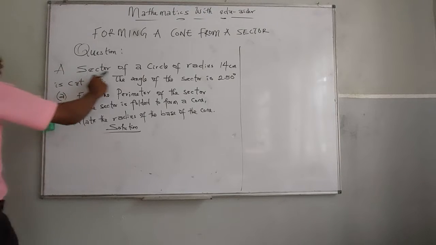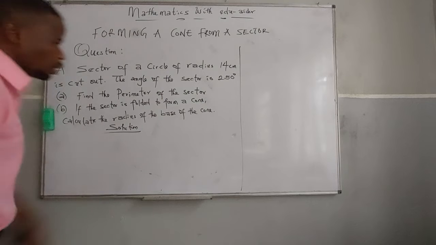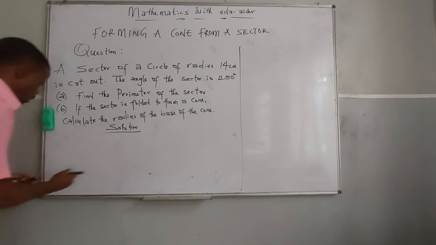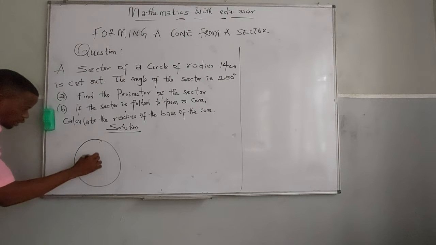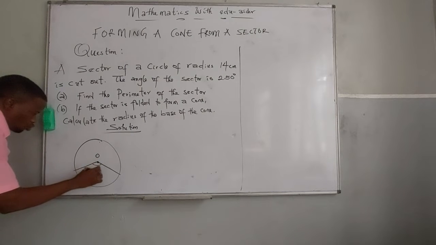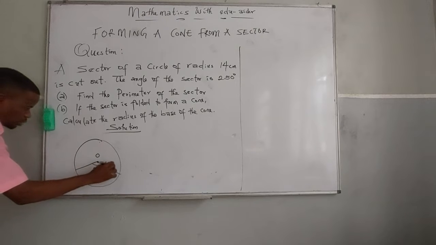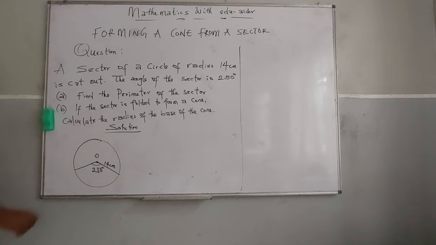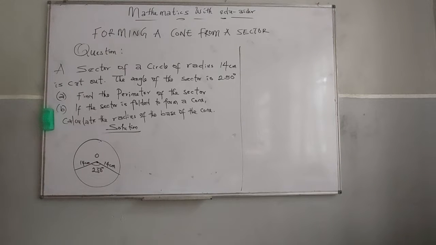Now we have an example that says the center of a circle of radius 14 centimeter is cut out. That sector is in a circle. Here's a circle. Let's pick that center. So we have this angle is 250 degrees, and the radius is 14 centimeter. This is a radius, this is also a radius, this is also 14 centimeter, because any line drawn from the center to any part of the circumference is a radius.